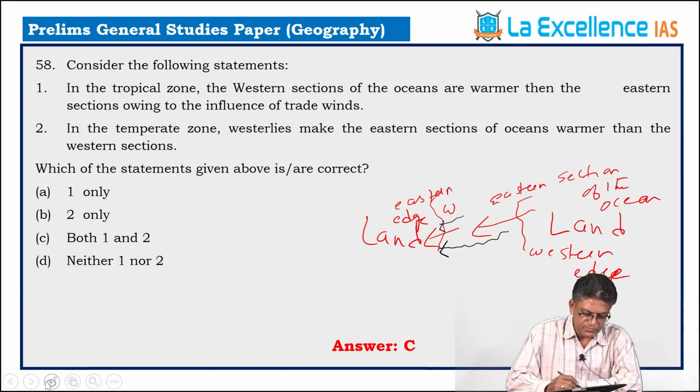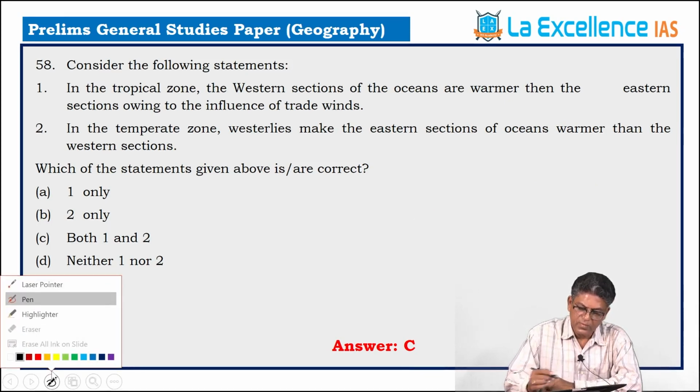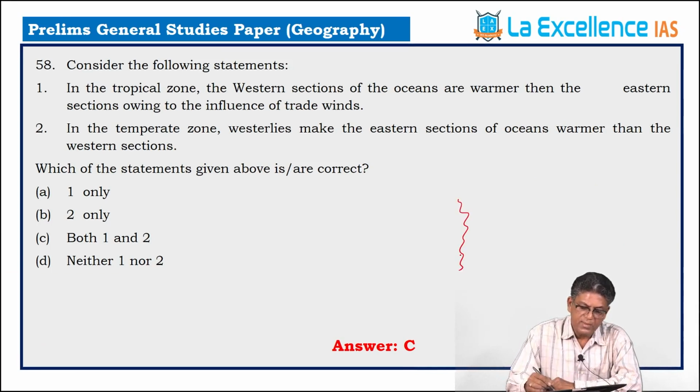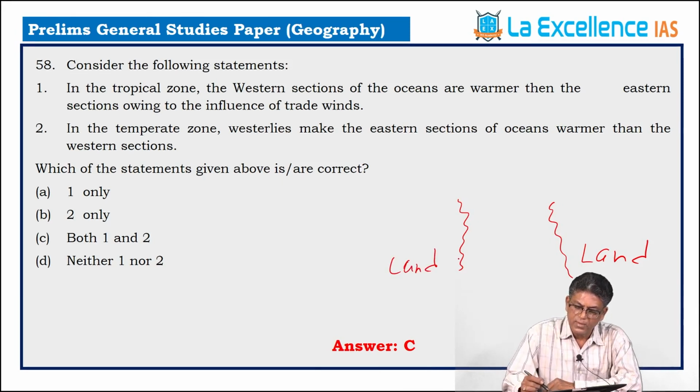Now, if you take the temperate zone, which is the middle latitude zone, I would again take land and land. Question says in the temperate zone, the westerlies make the eastern sections of oceans warmer than the western sections. So, this is the eastern section of the ocean, but this is the western edge of the landmass. The westerlies would blow like this. So, in the temperate zone, the westerlies are from west to east.